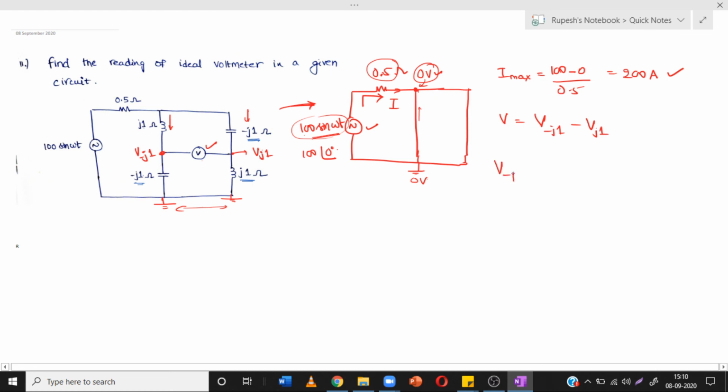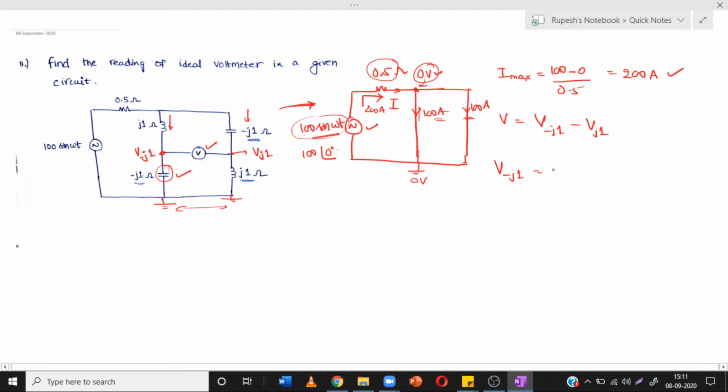So V minus J1 is what? The voltage across this particular element. So if 200 amperes is flowing through this, according to the current division rule, here it should be 100 amperes and here it should be 100 amperes. So it should distribute equally across the two branches. So 100 amperes will flow through here and 100 amperes will flow through here, and the same 100 amperes will flow through this impedance also.